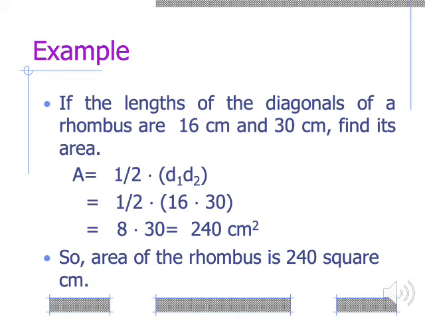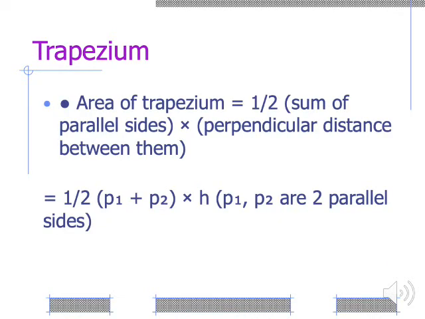Now let's have the trapezium, or others call this one a trapezoid. In the US, it's called trapezium. Okay, so the formula for the area is 1/2 the sum of the parallel sides times the perpendicular distance between them. Or that is 1/2 of P1 plus P2 times the height, where P1 and P2 are the parallel sides.